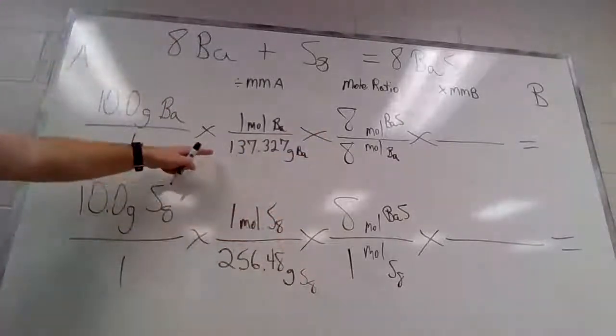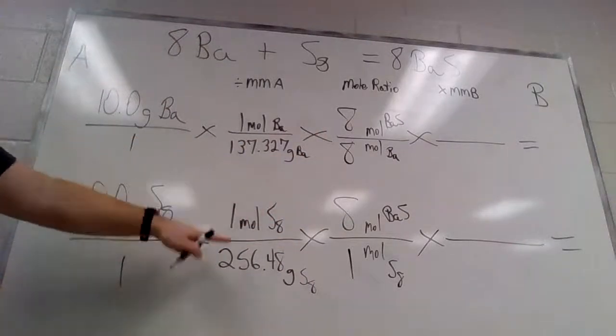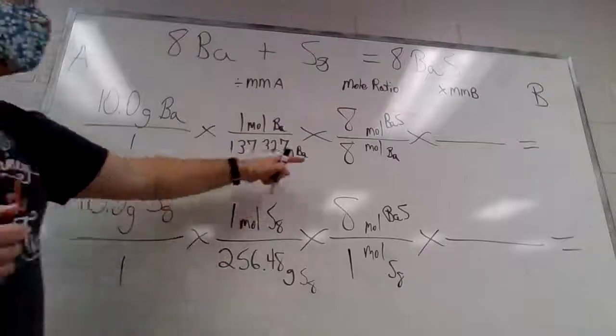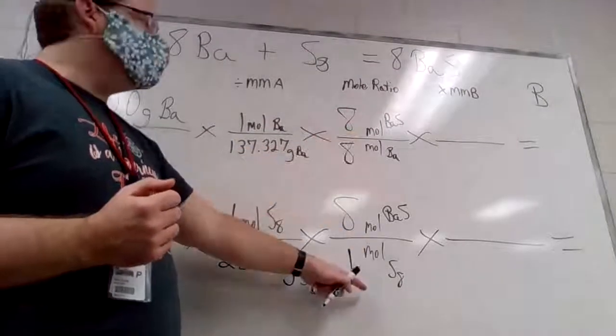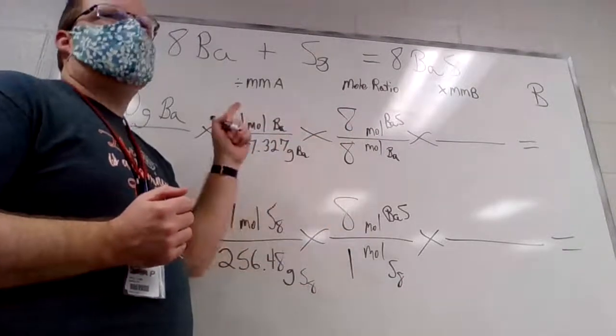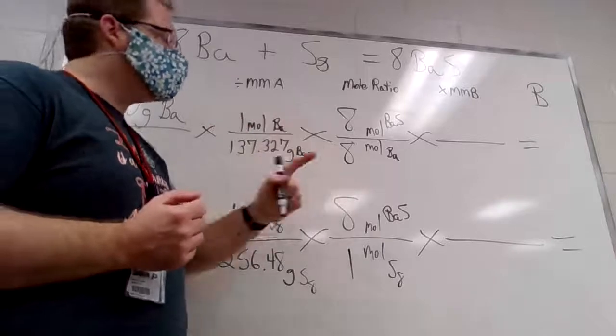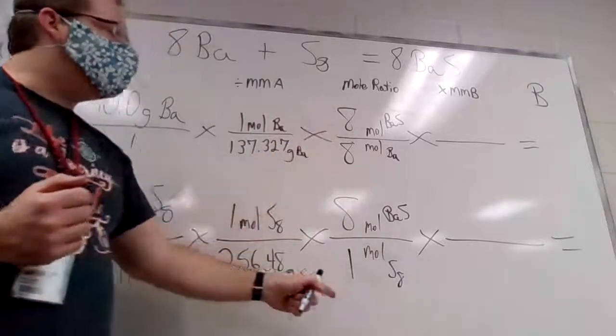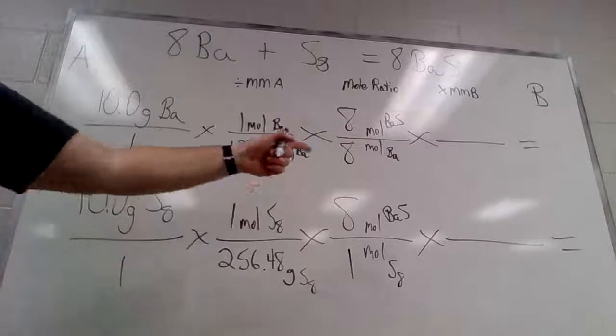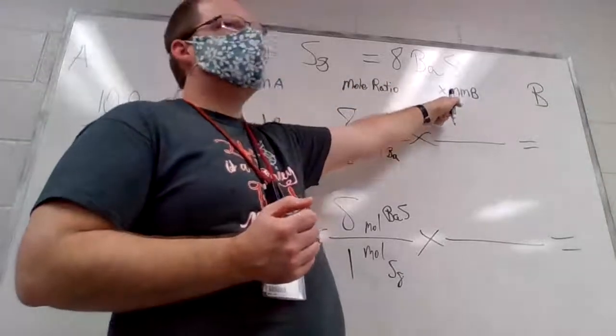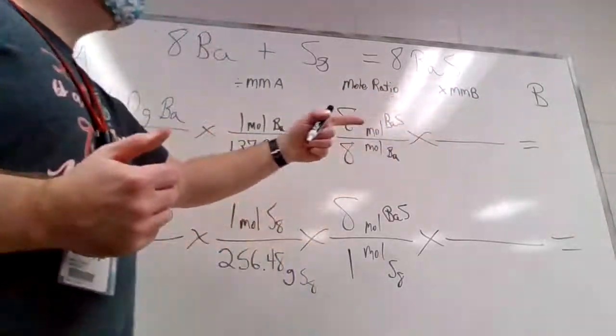So notice my molar masses are different at the beginning, and the bottom part of my mole ratio is different, but the top part is the same. They're both the same, BAS 8. So now I have my mole ratios done. What's the last thing I need to do for both of these? Multiply by the molar mass of chemical B.